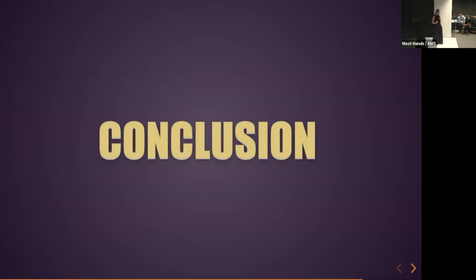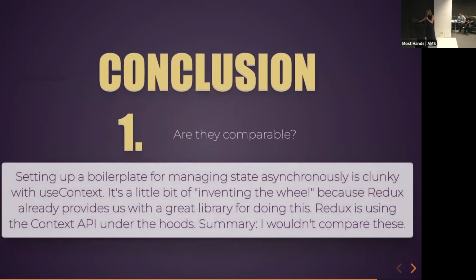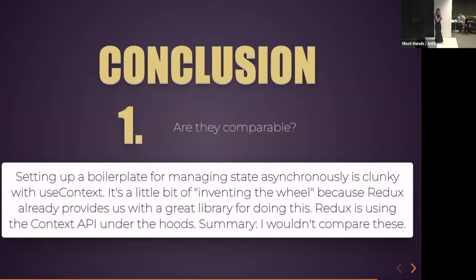As for my conclusion, I think it's easy to see what side I'm on. Who in here thinks that I'm on side context? Redux? Yeah. However, are they comparable? Setting up a boilerplate for managing state asynchronously is clunky with useContext. It's a little bit of reinventing the wheel, because Redux already provides us with a great library for doing this. And Redux is using the context API under the hood. So in summary, I wouldn't even compare these, and especially not with a counter example.